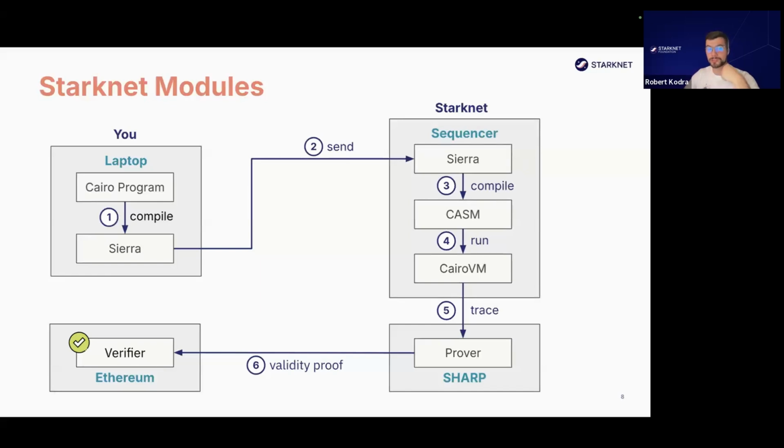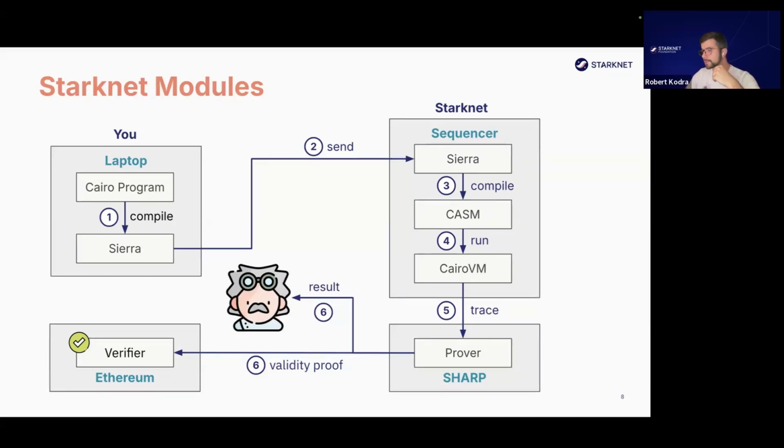Now, Sharp, or the prover, will generate the validity proof, and then it will send it to the verifier on Ethereum, which is basically another Solidity smart contract. This is where the Ethereum node operators pick it up and verify it. And then you also get back the result out of that.